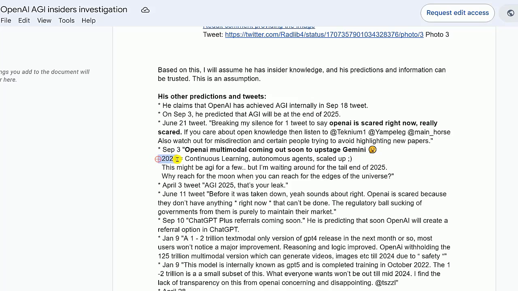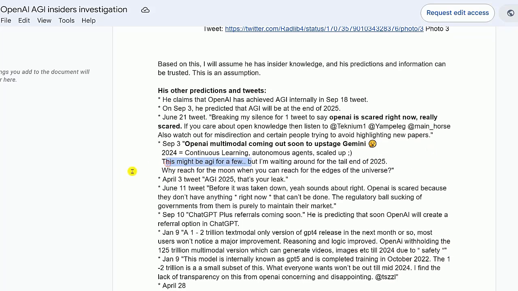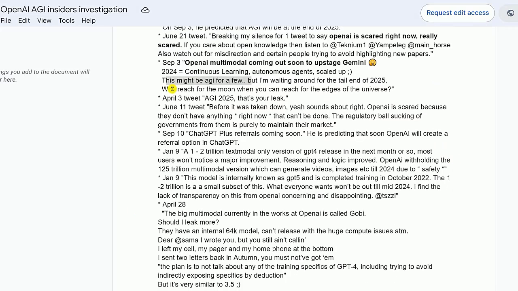And in 2024, he's saying what's going to happen is continuous learning, autonomous agents scaled up. This might be AGI for a few. So for a while, those sort of autonomous agents might be AGI. But I'm waiting around for the tail end of 2025. Why reach for the moon when you can reach for the edges of the universe? AGI 2025, that's your leak. And here he does say that there's sort of regulatory capture, that they're trying to get the governments to create some sort of protection for all these AI labs, including OpenAI, and potentially Google and others as well.